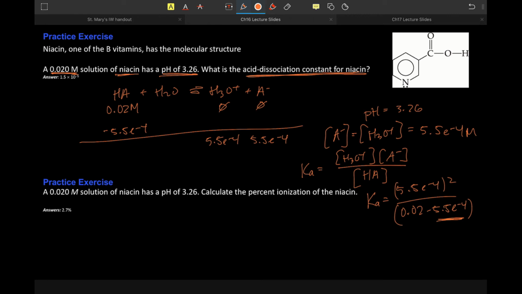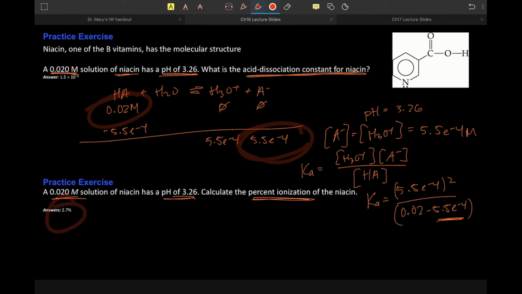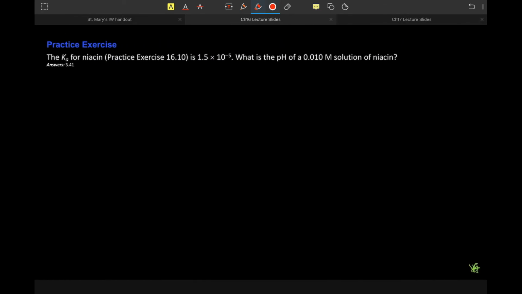All right, and then the follow-up question says we have that same solution with that same pH, and we'd like to know the percent ionization, which is just going to be the amount that ionizes over the original concentration. So the amount that ionizes over the original concentration is going to give us our percent ionization, because percent always means the same thing.